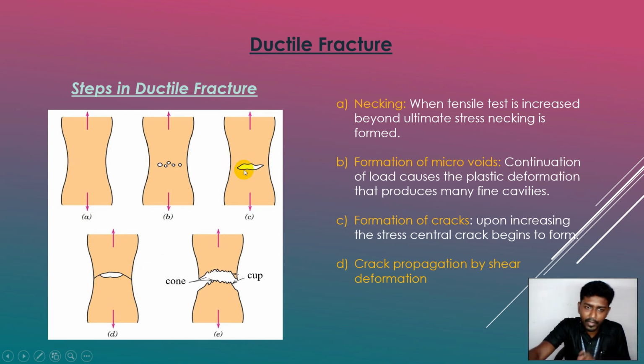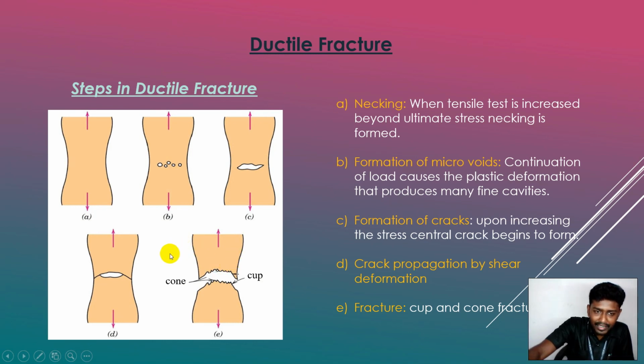That means this crack will grow. You can see the crack propagation by the shear deformation. There will be shear deformation at this extent, right? It is experimentally proved that this shear deformation happens at a 45 degree angle, right? And with further increment of load, you can see evidently the broken pieces of the material. If we observe clearly, the observation is one piece with a cup shape and another piece with a cone shape, and it is said that ductile fracture results in cup and cone fracture.